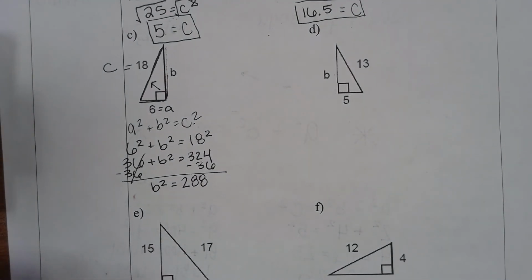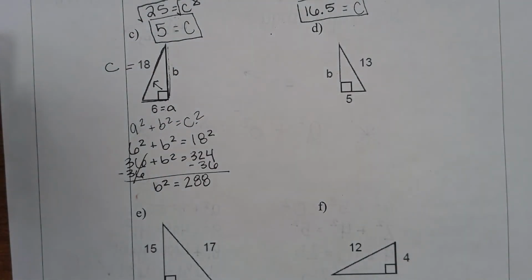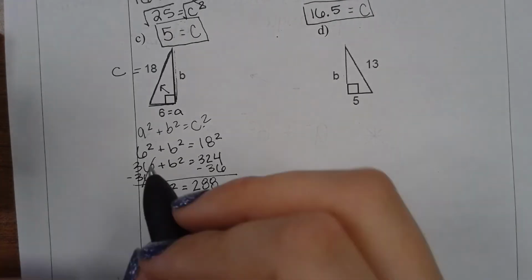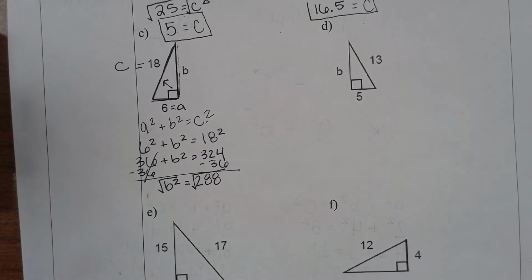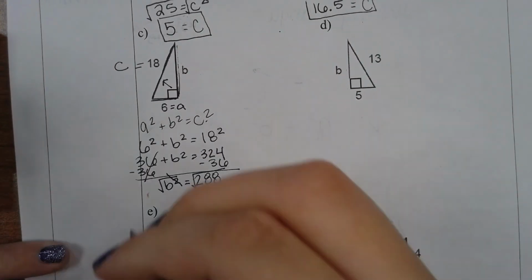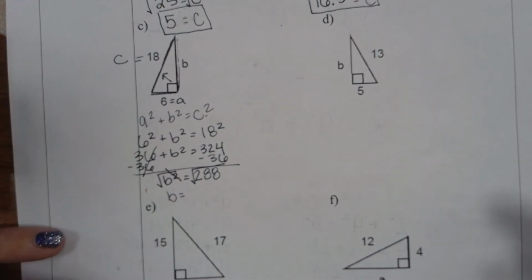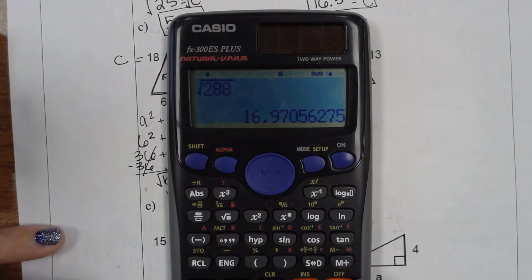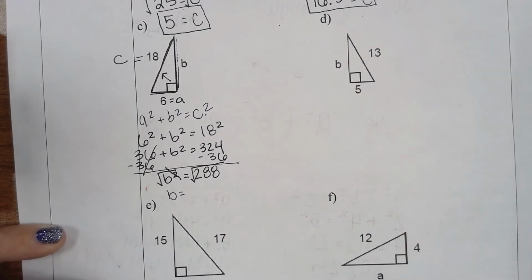Now this is where it's the same as what we just did up above with finding the hypotenuse. If we are trying to get b by itself, the opposite of squaring a number is taking the square root. So when I take the square root on both sides, the square and the square root will cancel because they are opposites, and then I get b equals, and then the square root of 288 gives me 16.97. So I'm just going to leave it as that, 16.97.